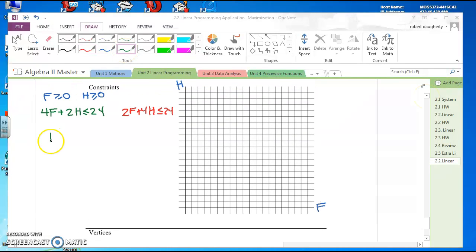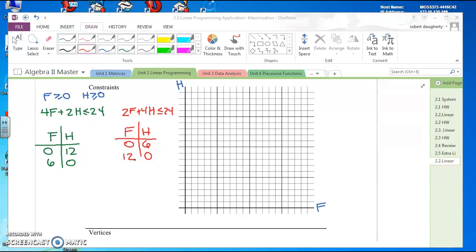First case here, F and H. When F is 0, H is 12. When H is 0, F is 6. Second line, F and H. When F is 0, H is 6. When H is 0, F is 12. So I need to scale up to 12. F needs to go from 0 to 12, and H needs to go from 0 to 12. So we're probably just going to do that like this.